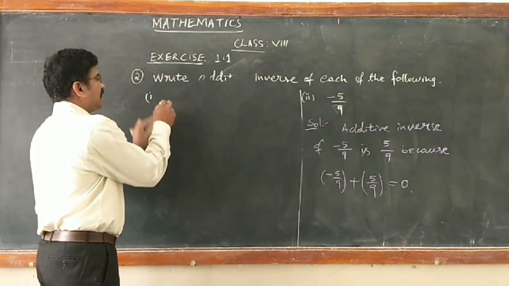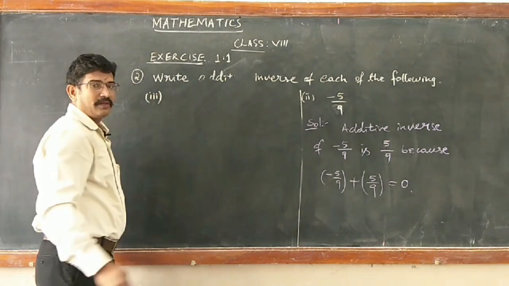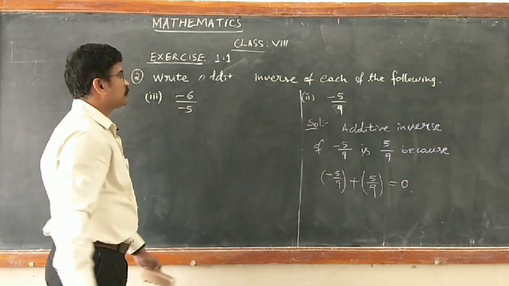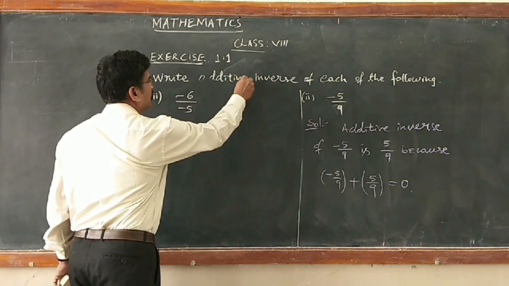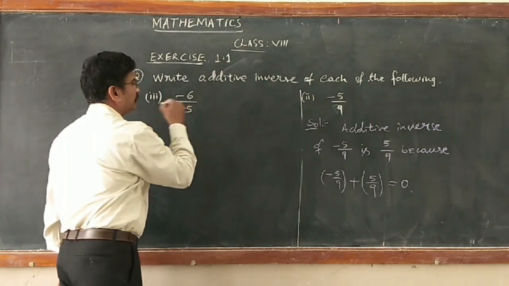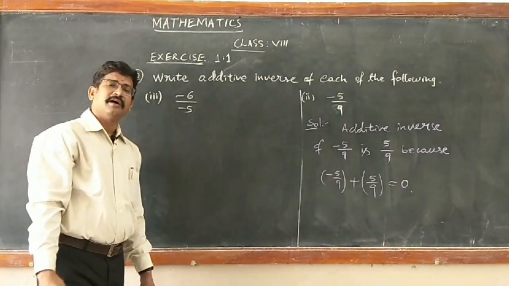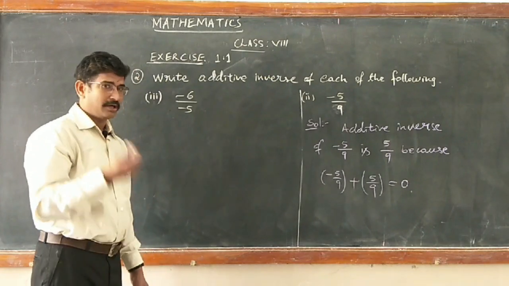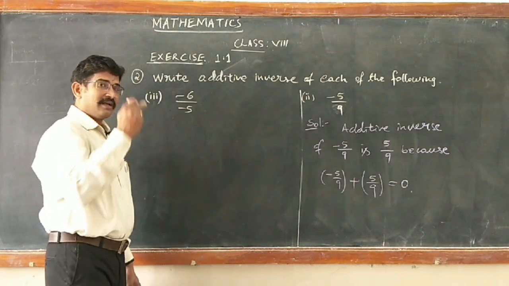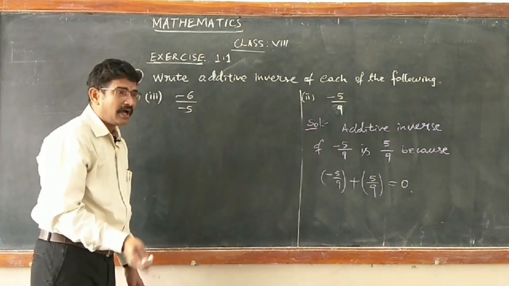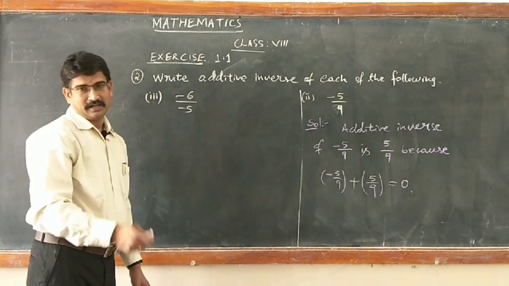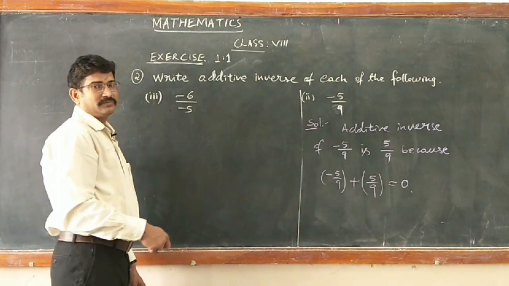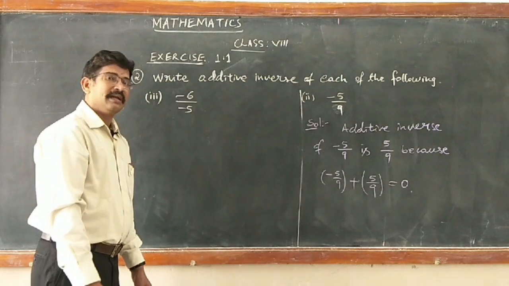So here, question number 3. What is question number 3? Minus 6 upon minus 5. You need to find the additive inverse of minus 6 upon minus 5. First of all, minus 6 upon minus 5 is what type of rational number, positive or negative? You have to decide. You know that when the numerator and denominator are both negative, you take away the negatives, so it is a positive rational number. So when it is a positive rational number, its additive inverse becomes negative.